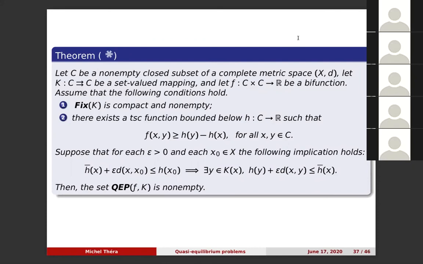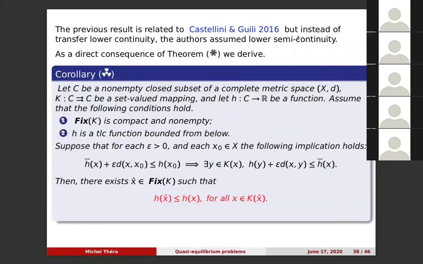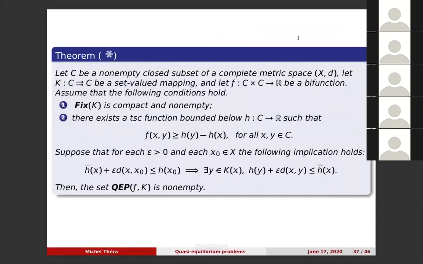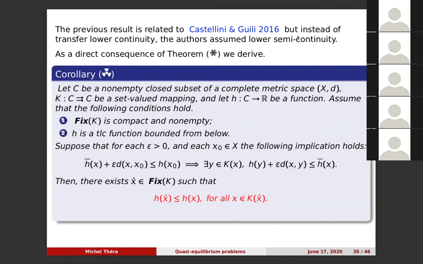So these are conditions in order to prove that the quasi-equilibrium problem associated to F and K has a non-empty solution. But we can notice that this result is related to a previous result by Castellani and Giuli in 2006, but instead of using the lower semi-continuous, we are using the transfer lower semi-continuity, which is a weaker notion than the lower semi-continuity. I forgot to tell you that, but you understood.